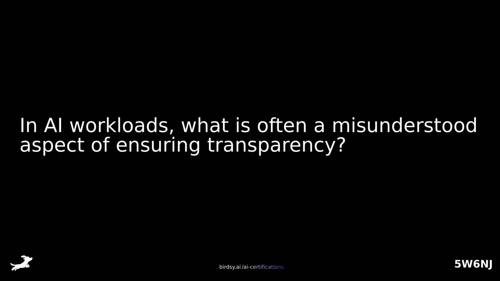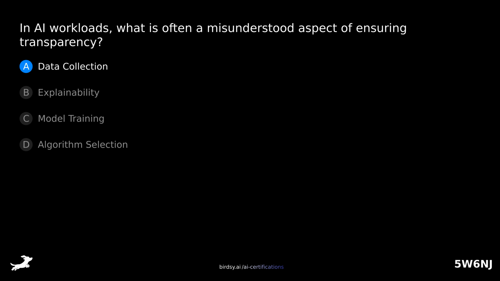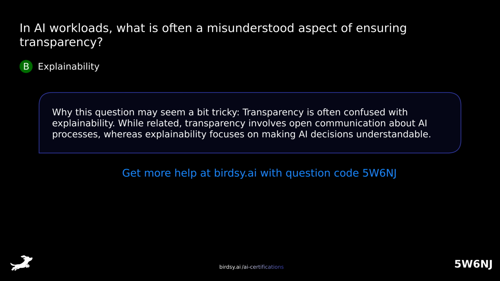In AI workloads, what is often a misunderstood aspect of ensuring transparency? Is it A, data collection, B, explainability, C, model training, or D, algorithm selection? The answer is B, explainability. Why this question may seem a bit tricky: transparency is often confused with explainability. While related, transparency involves open communication about AI processes, whereas explainability focuses on making AI decisions understandable.